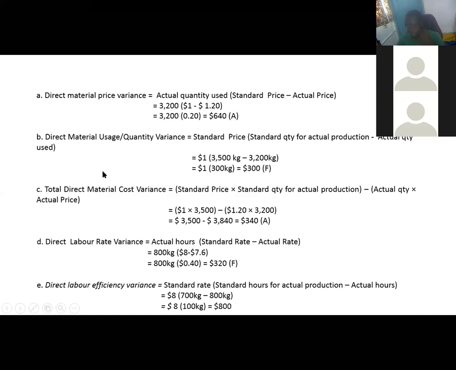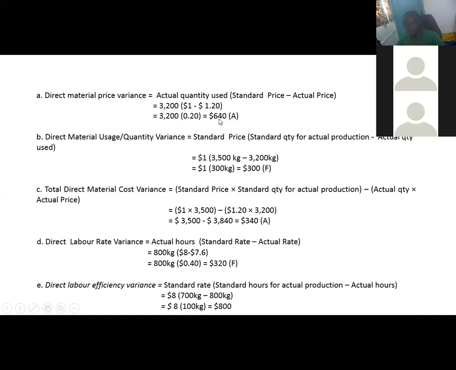Are you done with that? I'm just trying to tell you how to go about C. I said the formula is direct material price variance plus direct material usage variance. That's another formula that you can use to find C. I hope you've gotten the formula now.